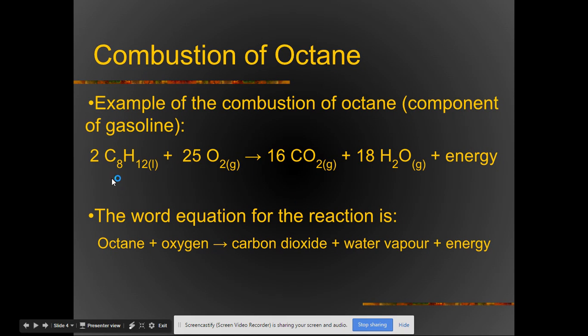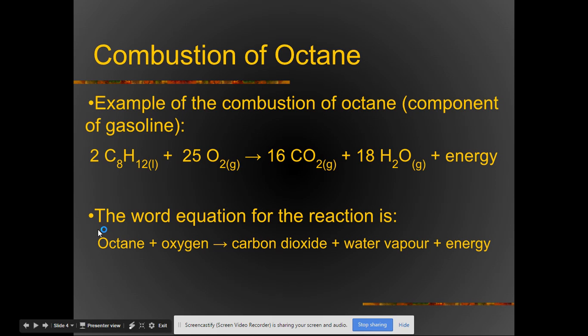Now, you're probably saying to yourself, well, what's this 2 and this 25 and this 16 and this 18? That's because this is a balanced chemical equation. In order to have the same amount of atoms of each element on the reactant side as I do on the product side, we had to add these large coefficient numbers in front so we'd have the same amount.